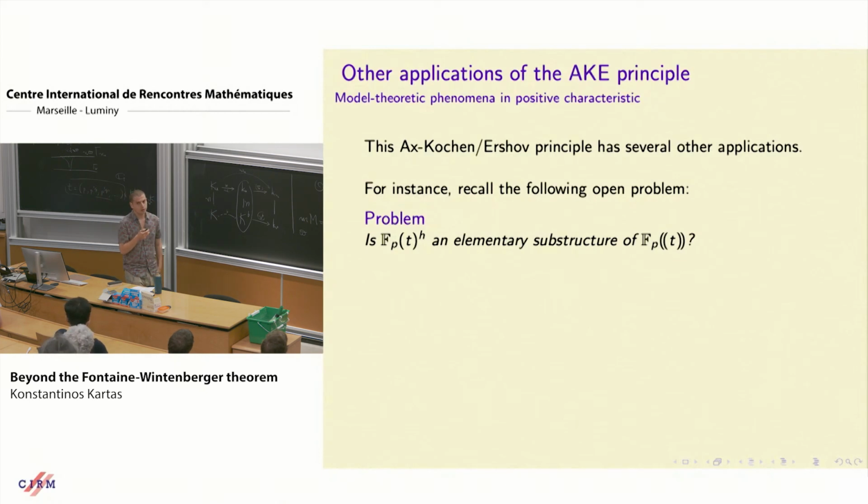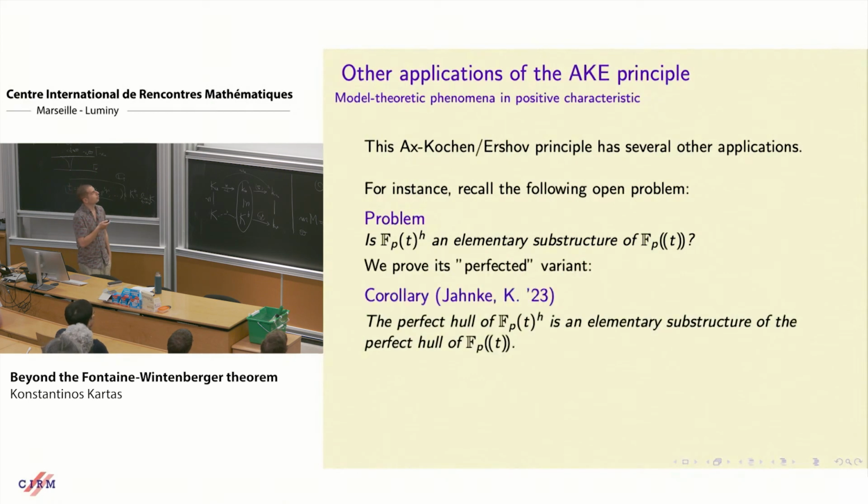And of course, the theory of F_p((t)) remains elusive. But what you can do is prove the following. So you can just prove the perfected version of it. So the perfect hull of the Henselization is an elementary substructure of the perfect hull of F_p((t)). And the reason you can prove this is because you can just look at the quotients modulo t and see that they're equal.